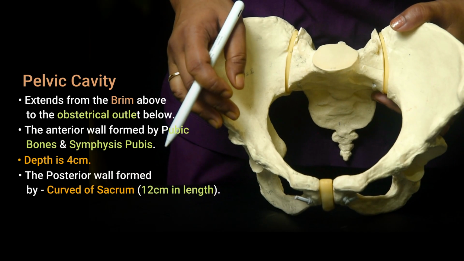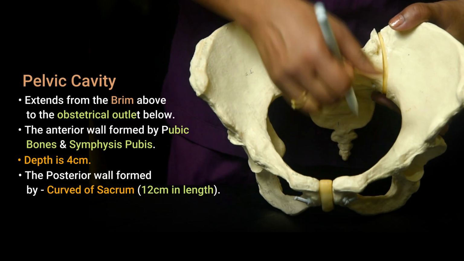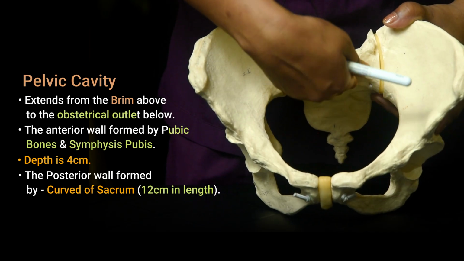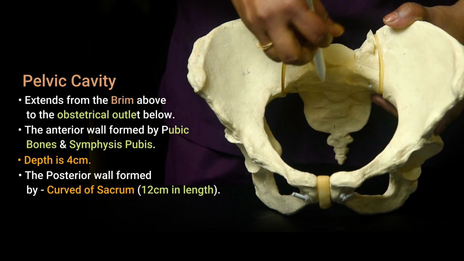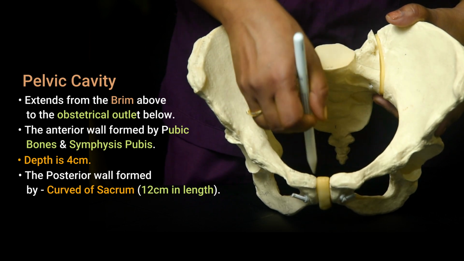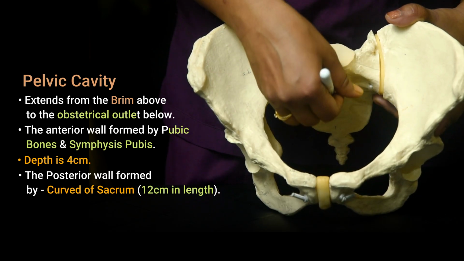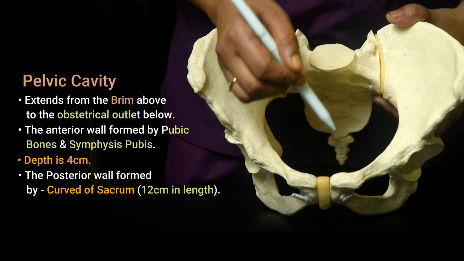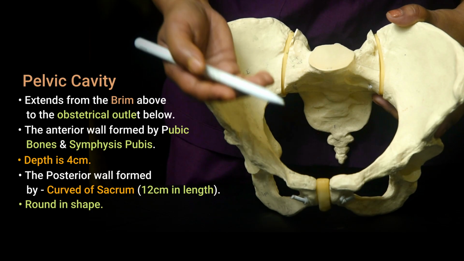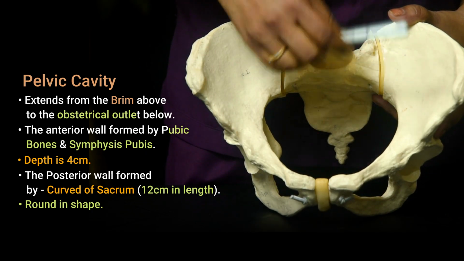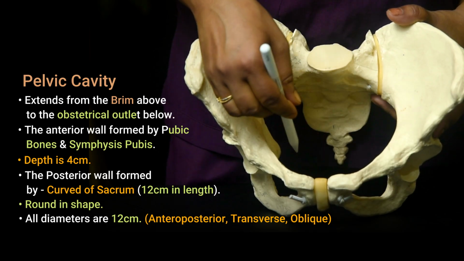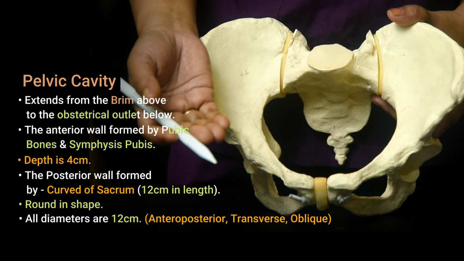The posterior wall of the pelvic cavity is formed by the curve of the sacrum. So this is the sacrum. The curve of the sacrum is known as the hollow of the sacrum, which I told you about beforehand, and it is concave in shape. The posterior wall is 12 centimeters in length. The cavity is round in shape, so the diameters of the pelvic cavity are the same, anteroposterior and transverse, and the diameter is 12 centimeters.